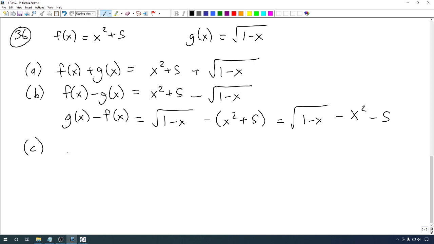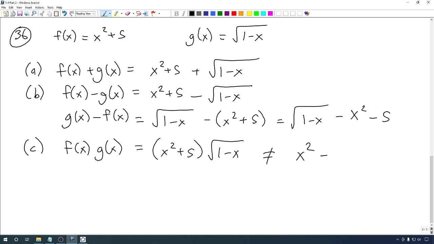Part C, they want us to multiply these. What is the product? Well, we just take this thing. Remember, we do need to put it in parentheses like we have here, because this entire x squared plus 5 is going to be multiplied to the square root. So the quantity x squared plus 5 multiplied by the square root of 1 minus x. Don't write this as x squared plus 5 times the square root. That's not the same thing. So be very careful. If you're in doubt, go ahead and include parentheses.